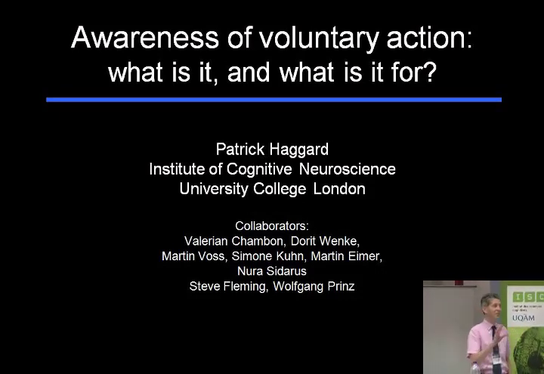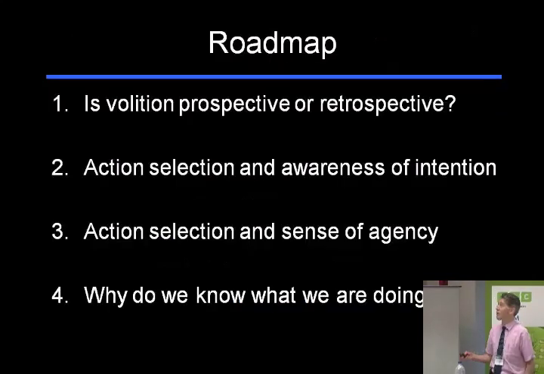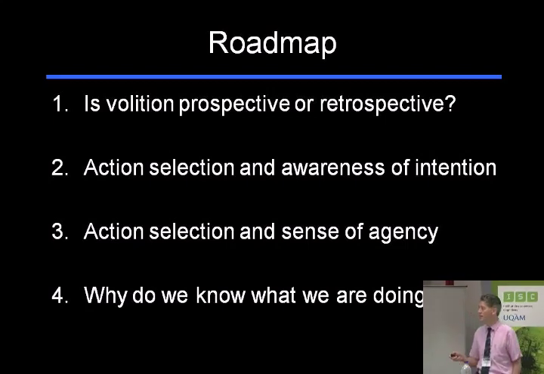Okay, so let's just tell you what I'm going to tell you in the next 40 minutes. I'm going to try and deal with four questions. I'm going to discuss whether volition is prospective or retrospective. I'm going to talk about the particular role of action selection. That means selecting what action to make, choosing between action alternatives. I'm going to talk about the particular role of action selection in our experience of intention and of volition.